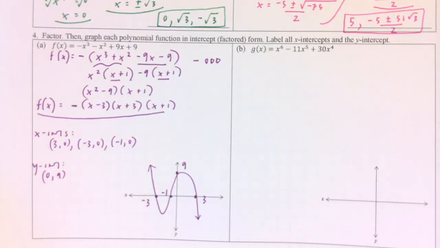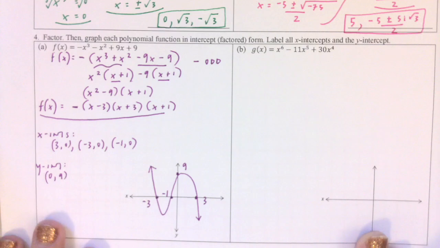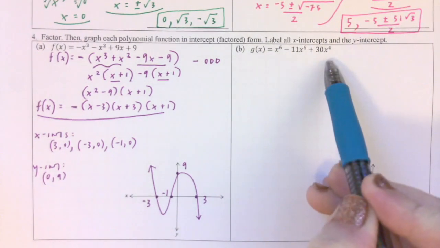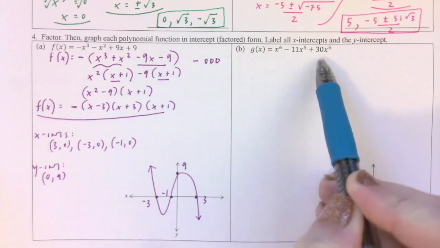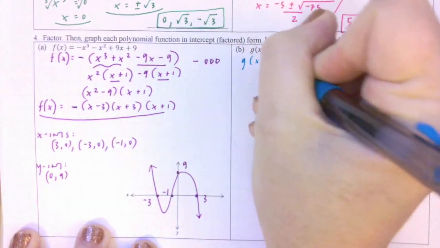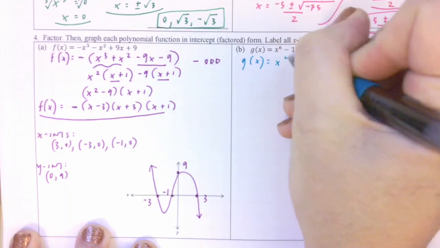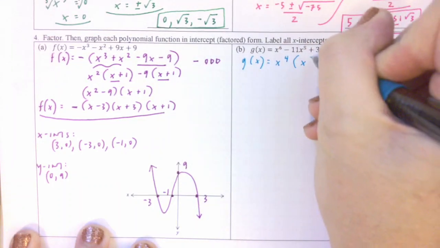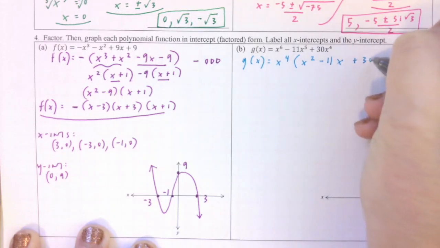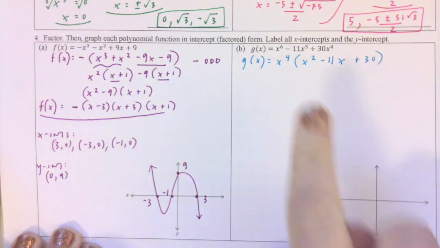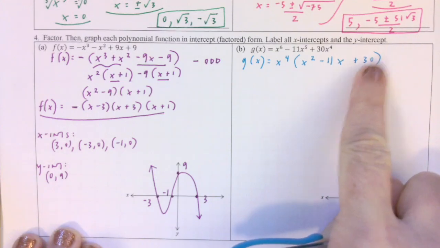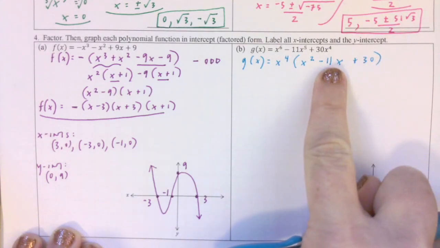Okay, the next one here, first, GCF, right? Everything here is divisible by x to the 4th. So divide that part out first, x to the 4th. And then x squared minus 11x plus 30. Okay, so now here I see, oh, that's just a basic quadratic trinomial. What multiplies to 30 that adds to negative 11?